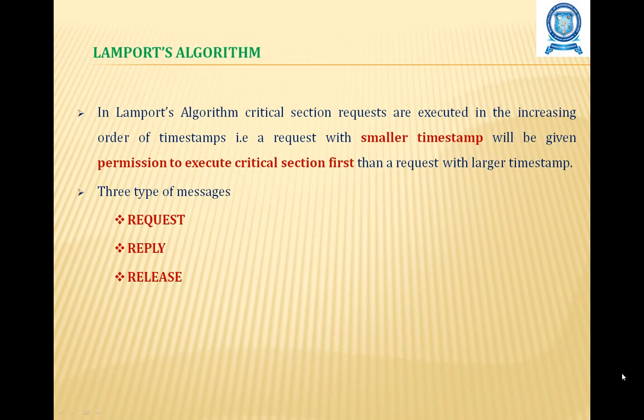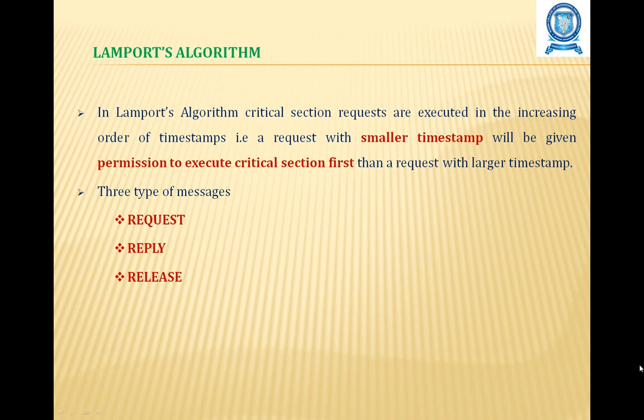What is the purpose of the request message? A site sends a request message to all the other sites to get their permission to enter the critical section. With the reply message, a site sends a reply to the requesting site to give its permission to enter the critical section. The last message is the release message. This message is sent to all the other sites upon exiting the critical section.